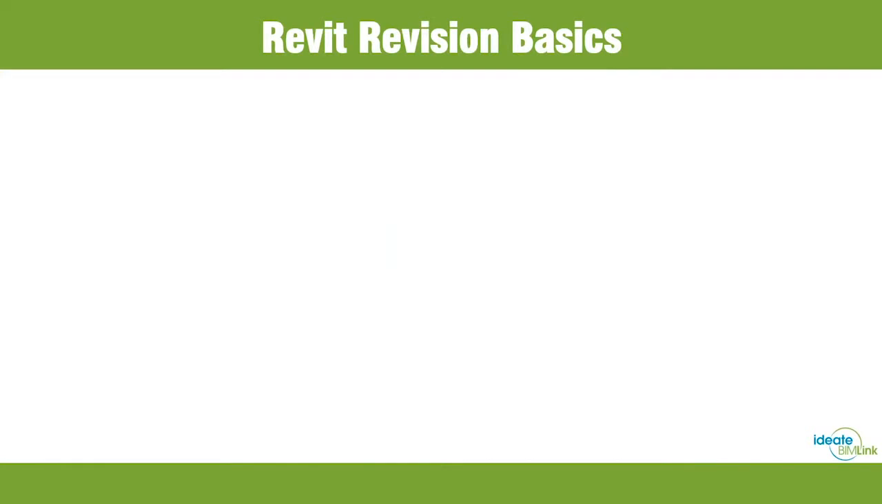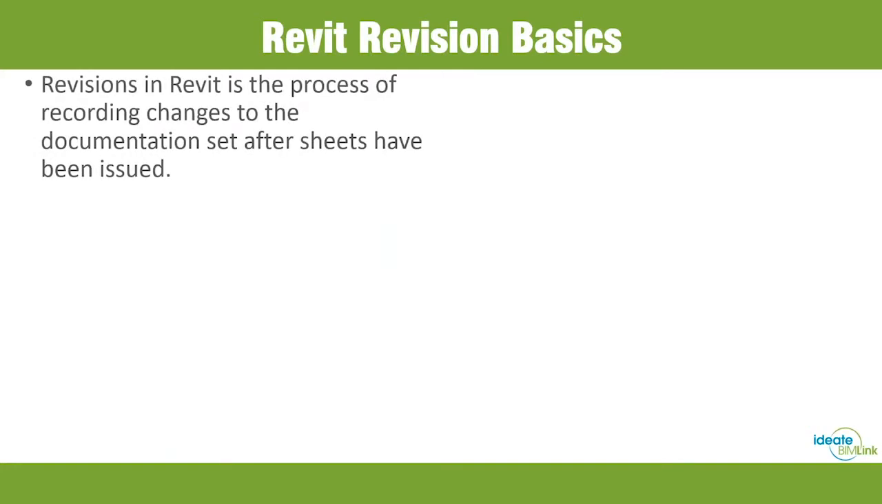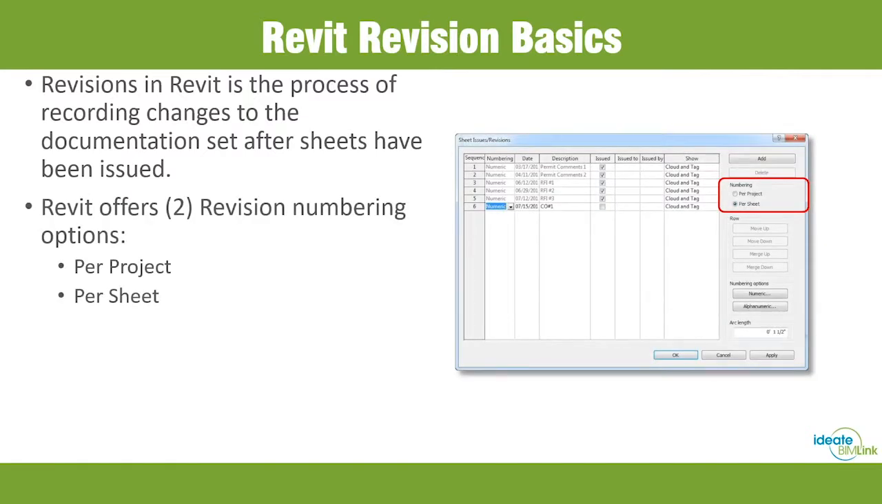So with that, let's talk about some Revit revision basics. So revisions in Revit, it's the process of recording changes to a document set after they've been issued, or you've done the construction documentation, or you're doing an addendum or request for information. Revit allows you to have revisions and revision sequences. And Revit allows 2 basic options for the revision sequence, that you see there on the screen: per project and per sheet.